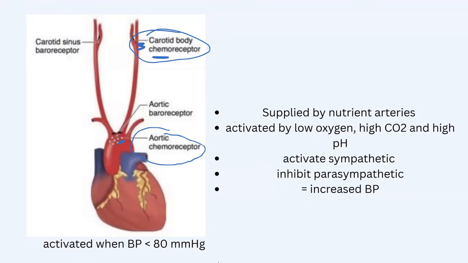If your blood pressure drops, that means there's no blood to wash away these toxins. And so chemoreceptors are going to be activated. They're going to sense all of this imbalance. They're going to sense the low oxygen, high CO2, high pH. They're going to be like, whoa, what's going on? Why isn't the blood coming and washing everything away? And they're going to activate the sympathetic and inhibit parasympathetic.